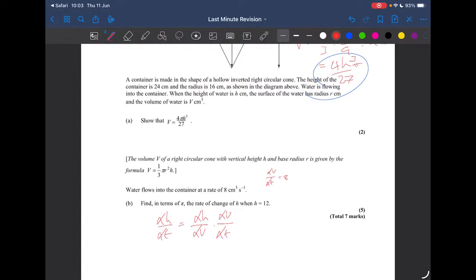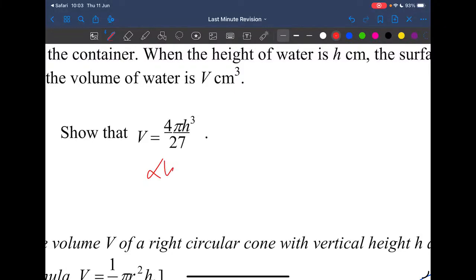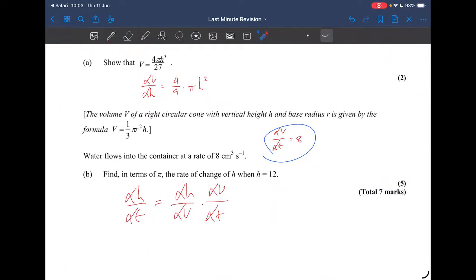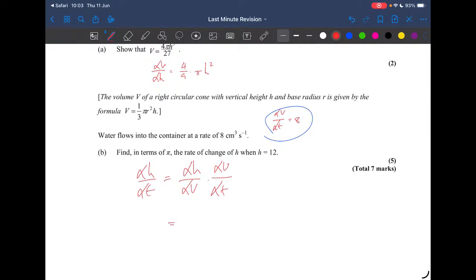Well, the dV/dt we got told is 8. That's in the question. And we can get a dV/dh from this one. So you're always going to get one of these differentials you just get given, and one you have to actually differentiate to get it out. So differentiate this quick. What we're going to get, dV/dh. We'll bring a 3 down. 3 over 27 is a ninth, so it's going to be 4 ninths of pi still there, and now we have h squared. But spotting again, this is dV/dh and we need dh/dV, so we need to do the reciprocal. So it's going to be 9 over 4 pi h squared.